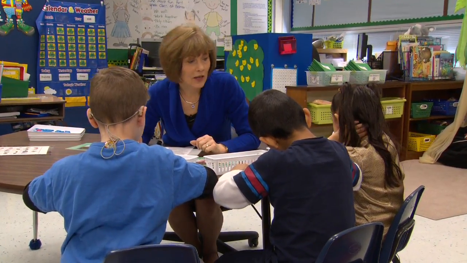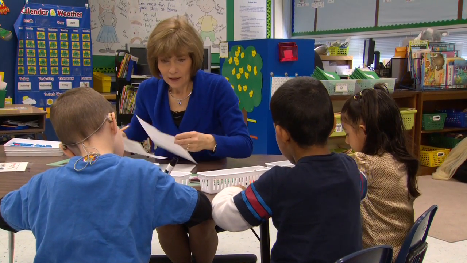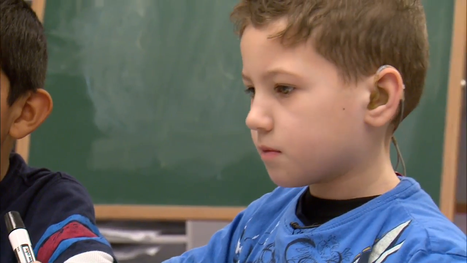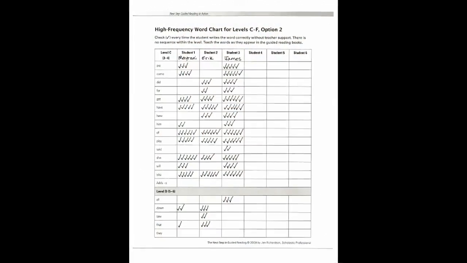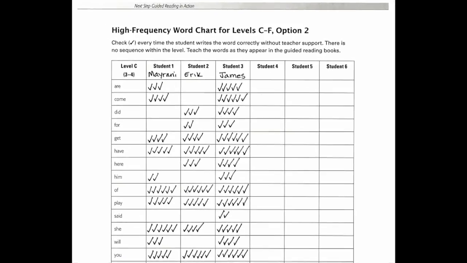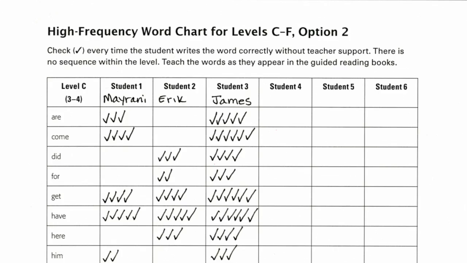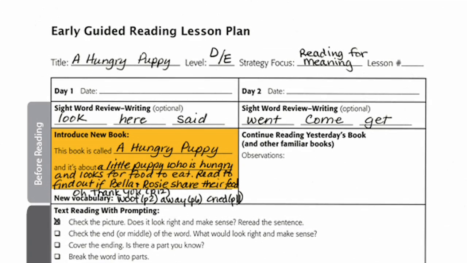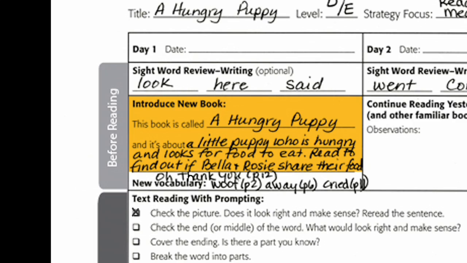After students develop a large bank of known words, this part of the lesson can be eliminated. It often occurs around text level E. Keep track of the student's progress on the high-frequency word chart so you'll know how they're progressing and which words to teach next. After the sight word review, introduce the guided reading book by providing a short gist statement.